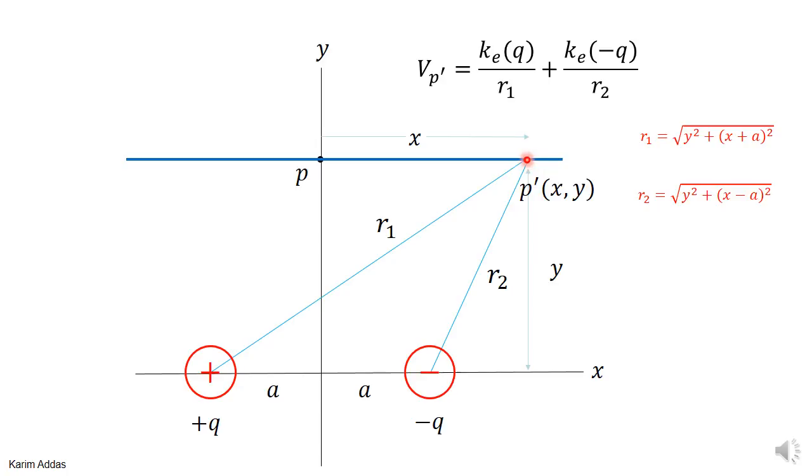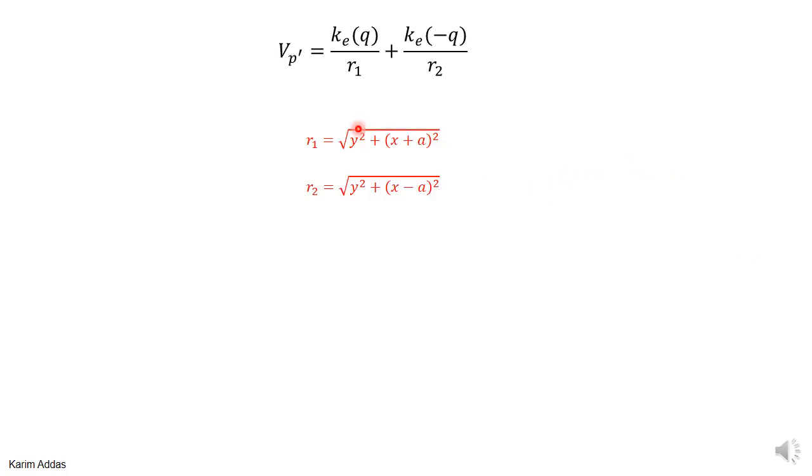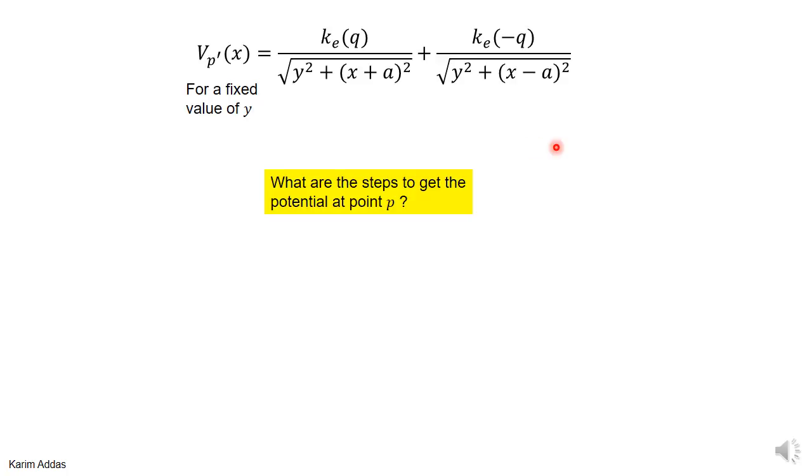And what is r1? If you look at this big triangle, r1 squared is equal to y squared plus this distance squared. What is this distance? It's just x plus a whole squared. So that means r1 is the square root of y squared plus x plus a whole squared. That's the math. You just put r1 to be this value, r2 to be this value. That gives me the potential at point P prime along that line that we wanted.